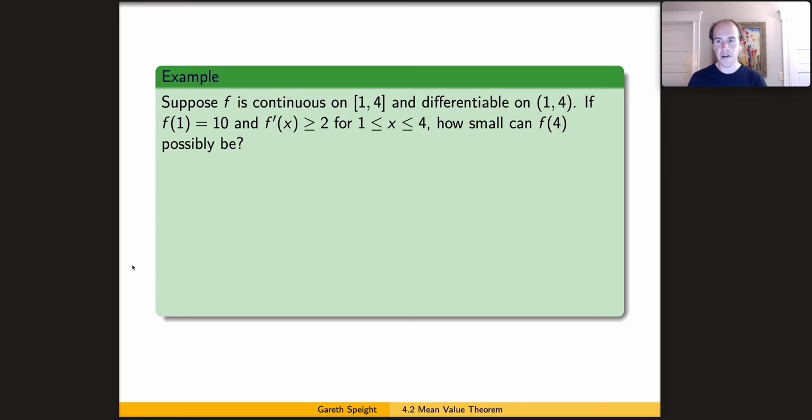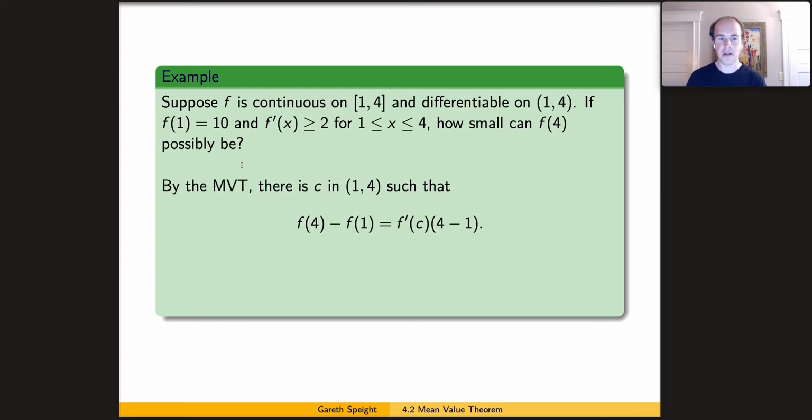Okay, so here are some more examples that are not really theorems, but just fun examples similar to what you might be asked to do. Let's suppose we have a function which is continuous on [1, 4] and differentiable on the open interval (1, 4). And let's suppose we're given that f of 1 equals 10 and the derivative is always bigger than or equal to 2. Then how small can f of 4 possibly be? We're not told anything about f of 4. We're just told the value at the left endpoint is 10 and the slope is at least 2. So let's see how that should go.